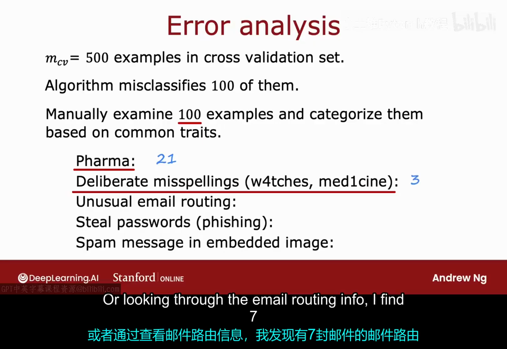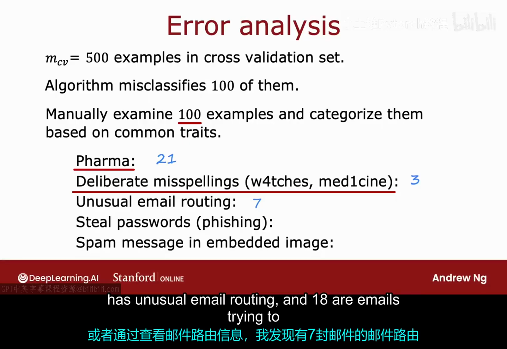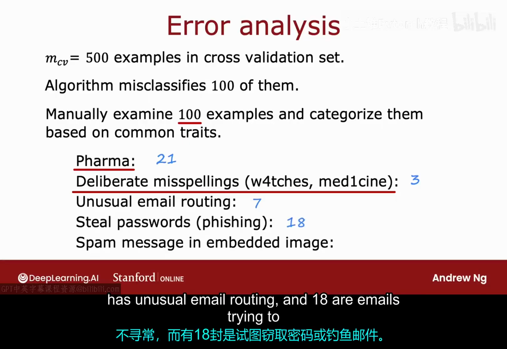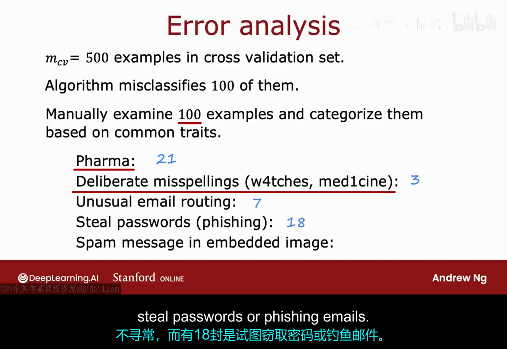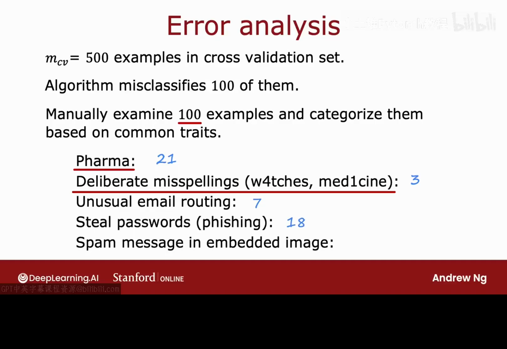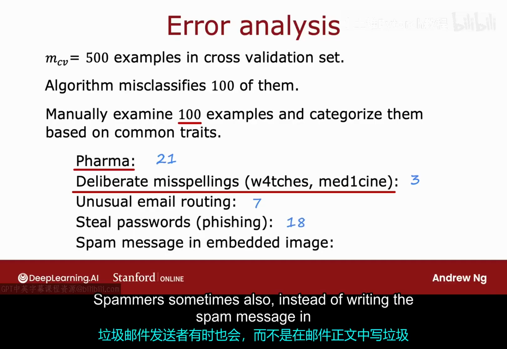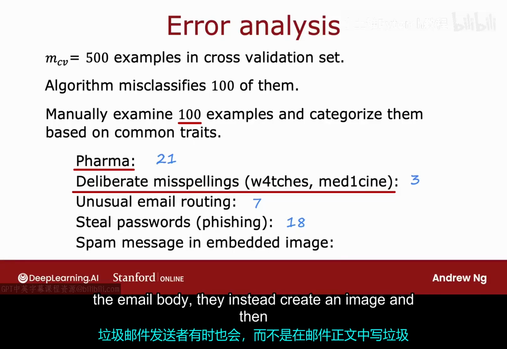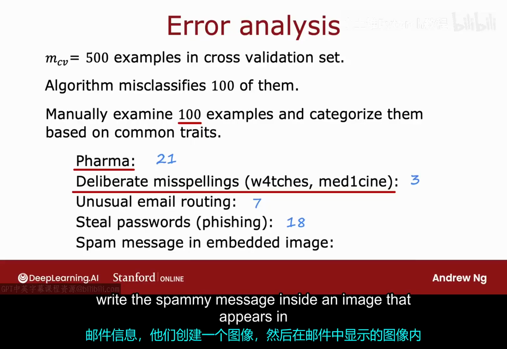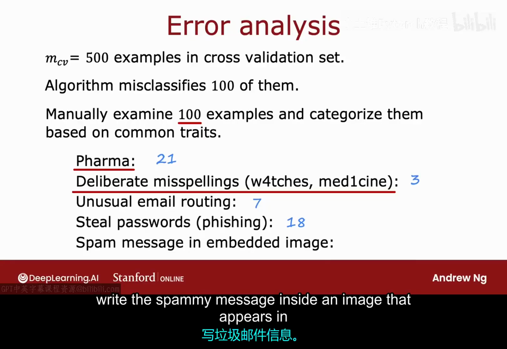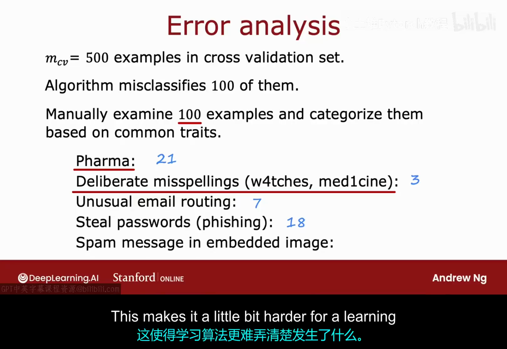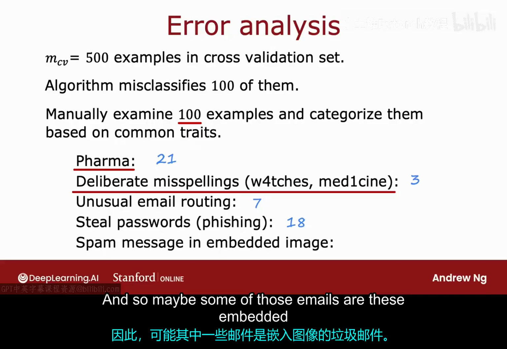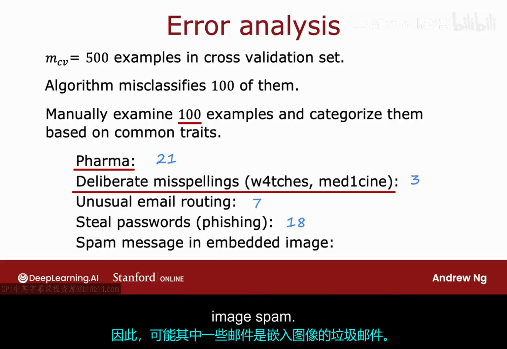Or looking through the email routing info, I find 7 have unusual email routing, and 18 are emails trying to steal passwords, or phishing emails. Spam is sometimes also, instead of writing the spam message in the email body, they instead create an image and then write the spammy message inside an image that appears in the email. This makes it a little bit harder for a learning algorithm to figure out what's going on. And so maybe some of those emails are these embedded image spam.